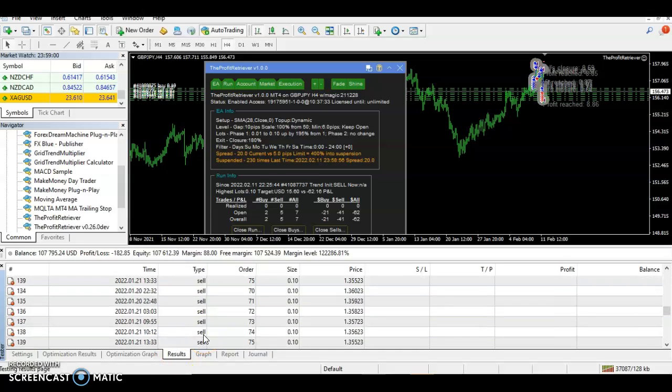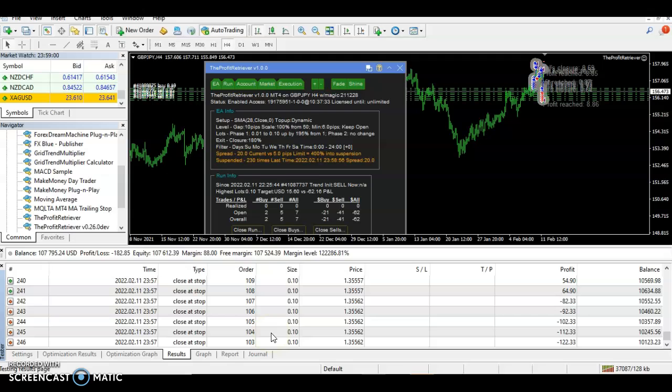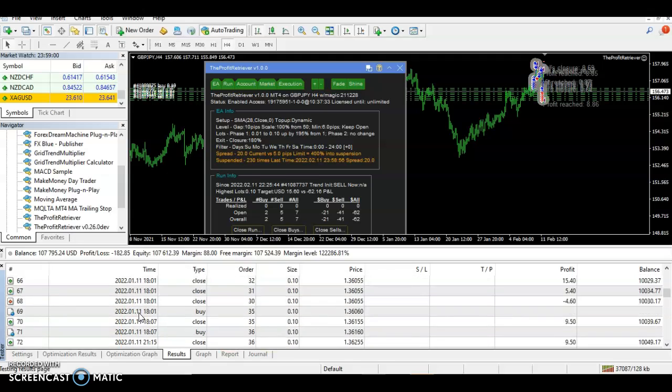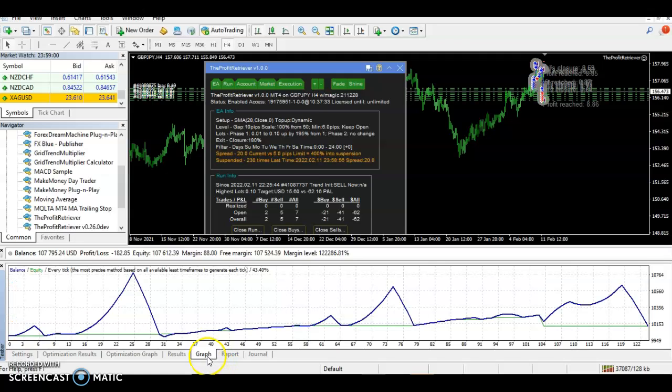Okay, so at the end we'll see close at stop, and this is due to the time frame or the amount of time that we're using to test the EA. But on the graph here, you'll see that it got upwards of 10,764. So that tells me if I wanted to set parameters using an equity stop out, then 10,764 would do that in about 22 to 25 trades.